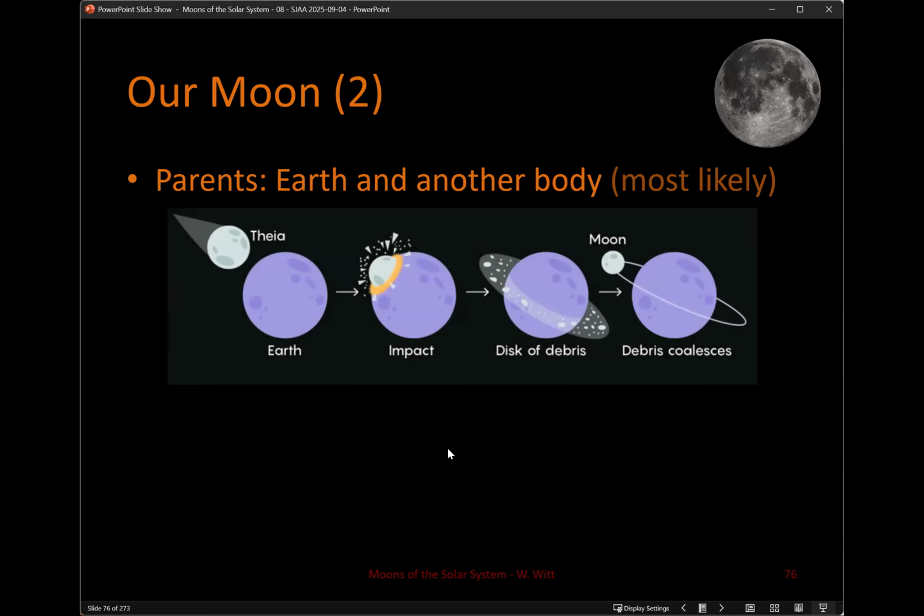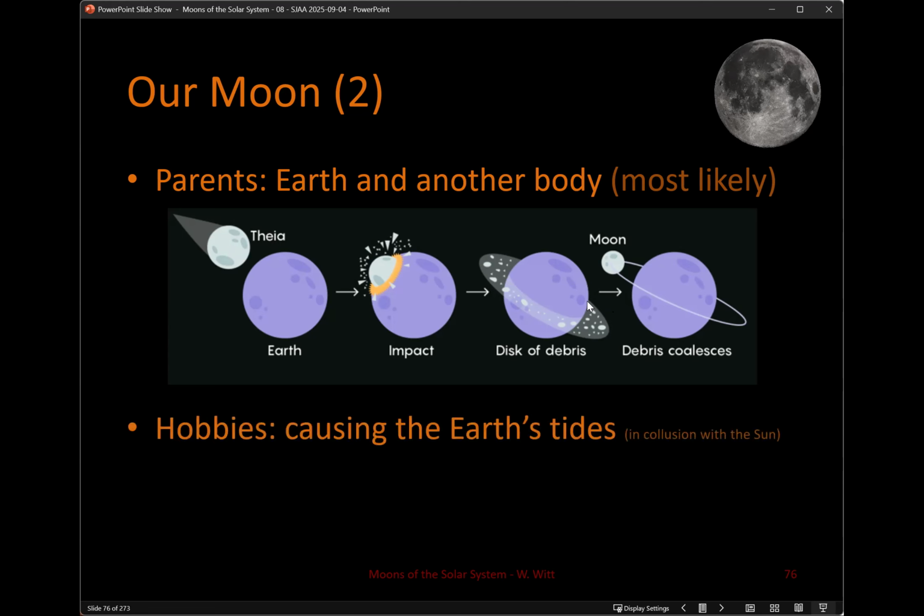Okay, and our moon's parents were the Earth and another body, right? Most likely, this is the leading hypothesis for how our moon came to be, and so we've called this thing that came zipping at us from the outside Theia, and it crashed into the young Earth. Made a big impact. A bunch of junk got spewed off into space, temporarily forming a ring around the Earth, and then this accreted or coalesced into what we now have as our moon. So this is how our moon came to be.